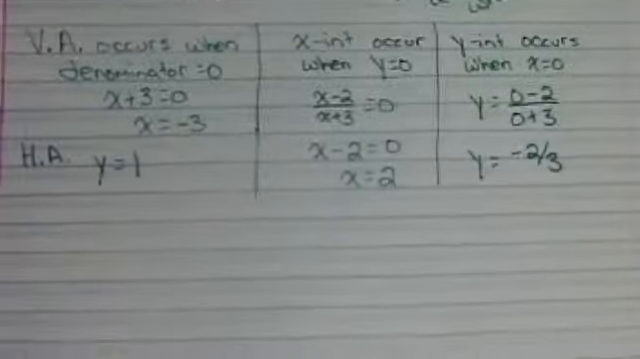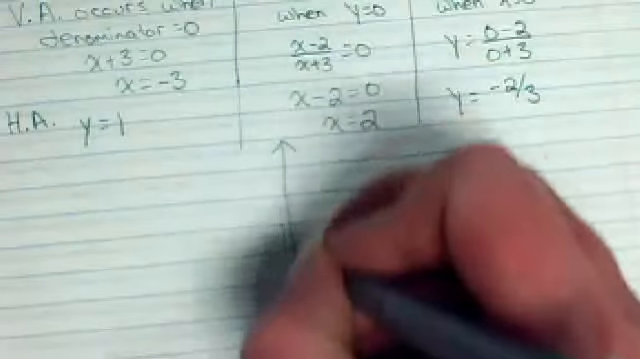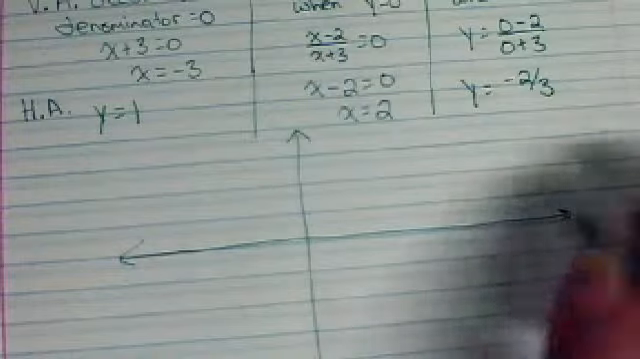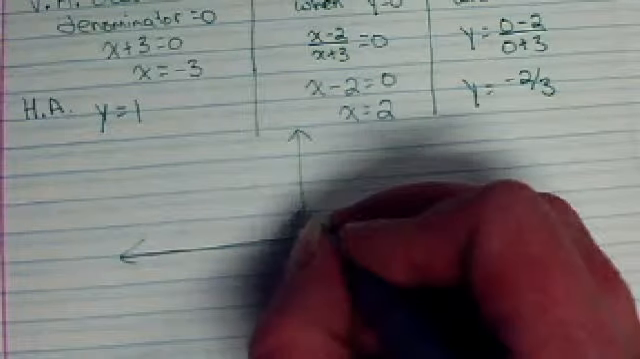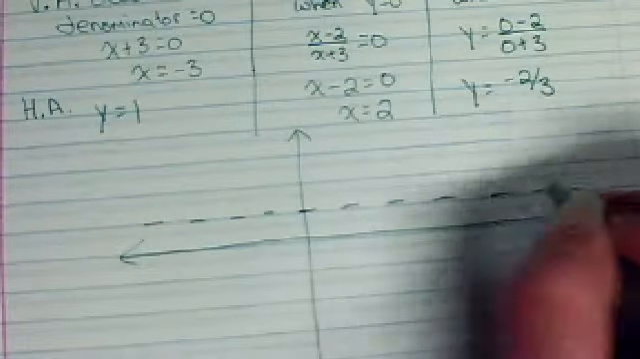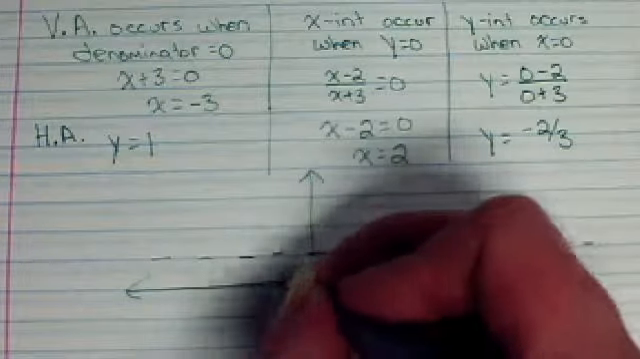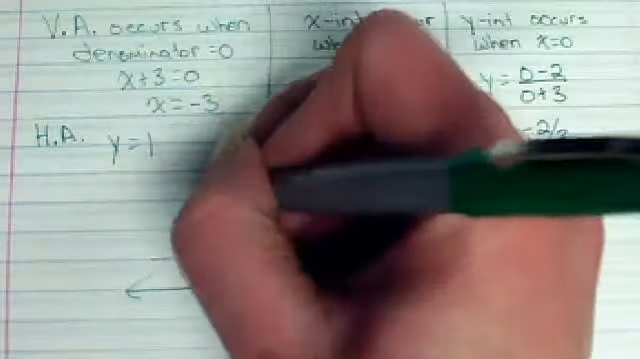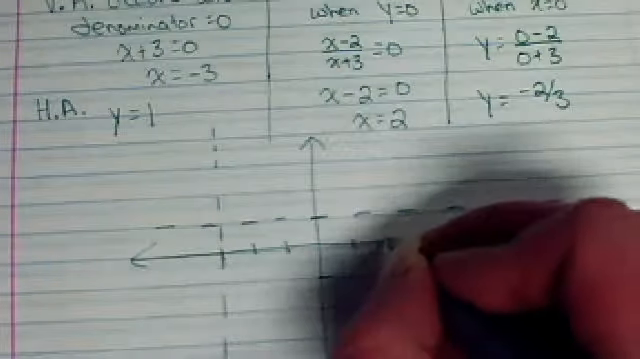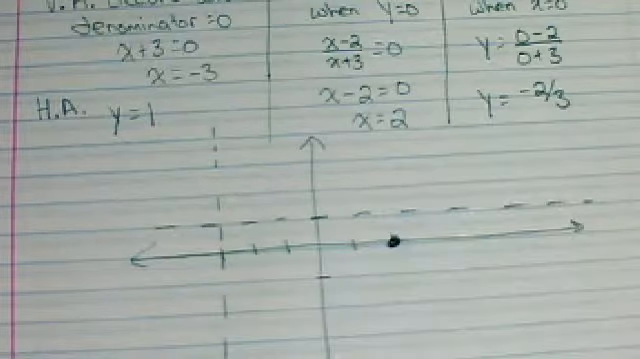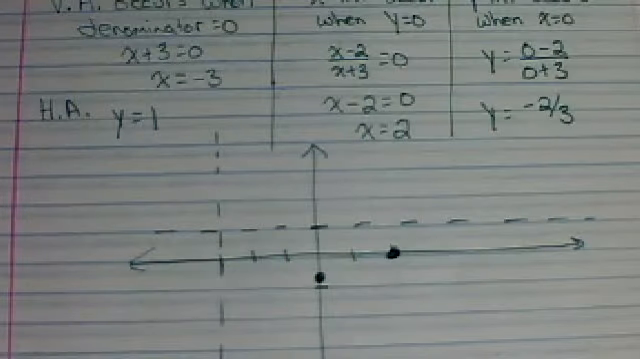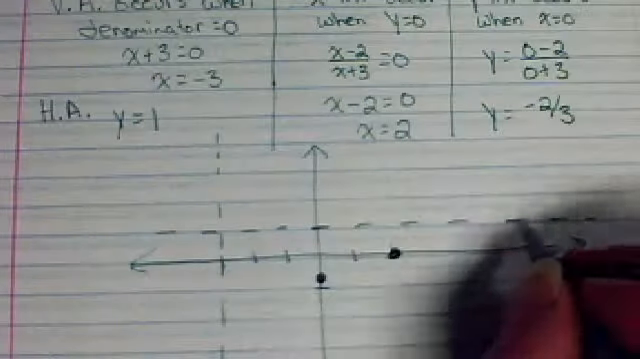Now let's see if we can graph everything else. So, here we go. Y equals 1 was a horizontal asymptote. X equals -3 is my vertical asymptote. X equals 2 is my x-intercept. And -2/3 is my y-intercept. So I know my graph has to go through those 2 points.